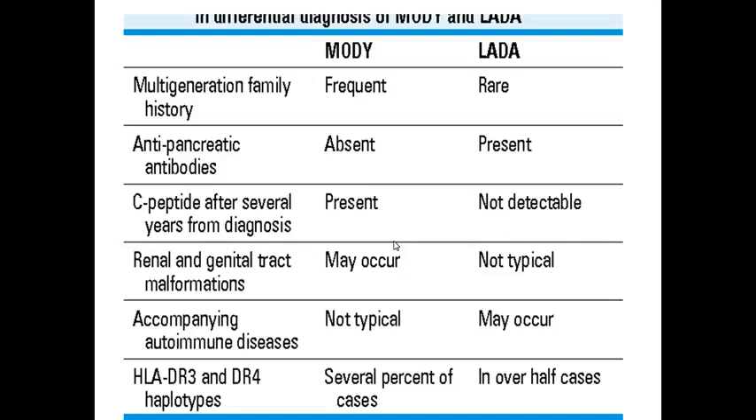Treat it like type 1, it requires insulin, and MODY doesn't require insulin. Sulfonylurea is the only treatment which helps in these patients. Okay, we're done with the special types of diabetes.